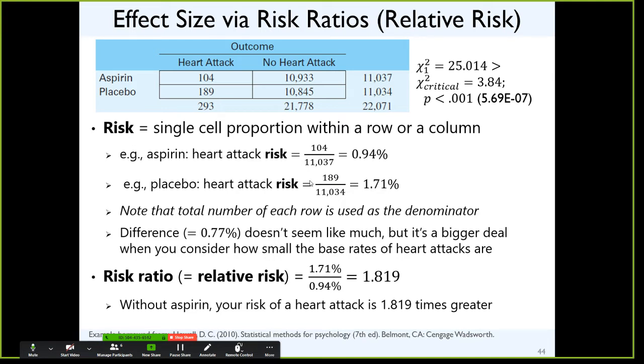So a way to convey that more directly is what's known as risk or risk ratios. So 104 people out of the total who are on aspirin had a heart attack, whereas people on the placebo, 189 out of the total. So that's a risk of 0.94 or 1.71. If you divide the two, that's what's known as a risk ratio. So that's an effect size that you'll see commonly in public health, medicine, and those kinds of things, because they're interested in conveying the relative size of these things.